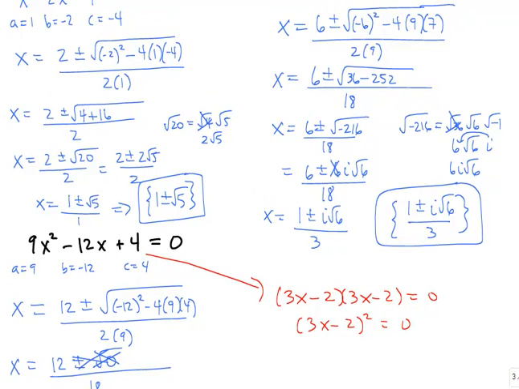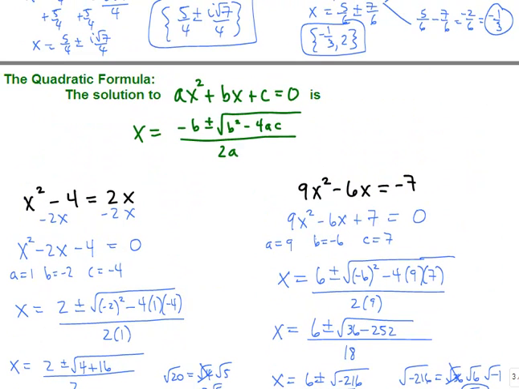So sometimes what you'll hear referred to is this quantity, b squared minus 4ac. That's called your discriminant, and it determines how many solutions you have. So if this is a positive number, you're going to get two solutions. If it's a negative number, you're going to get two solutions that are complex. And if this discriminant is 0, then we only get one solution.